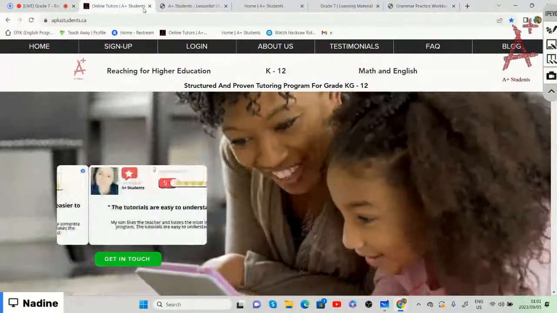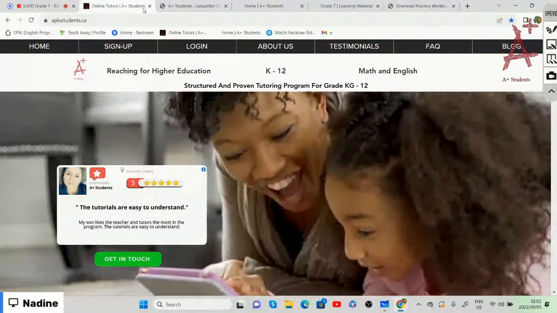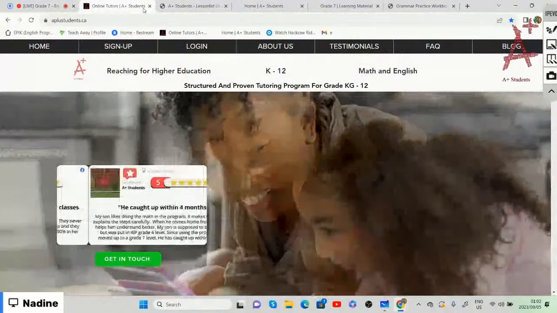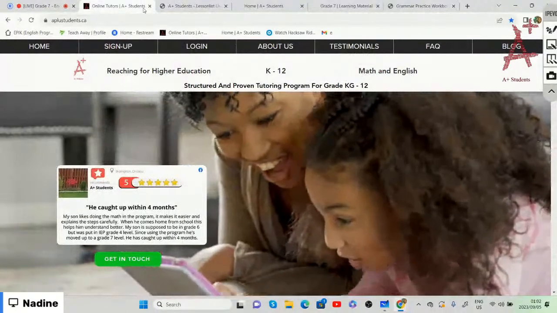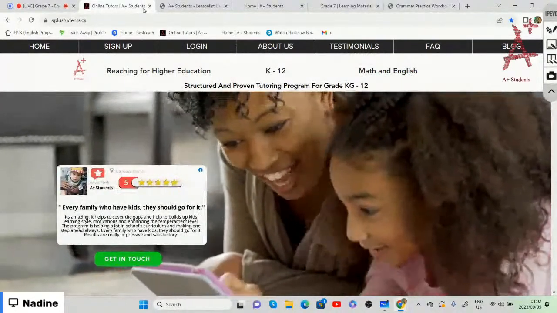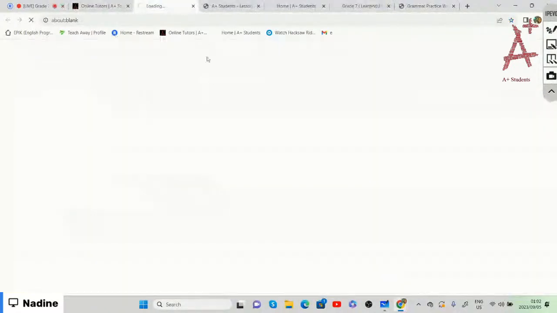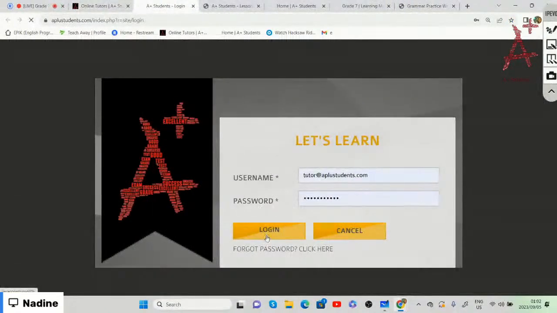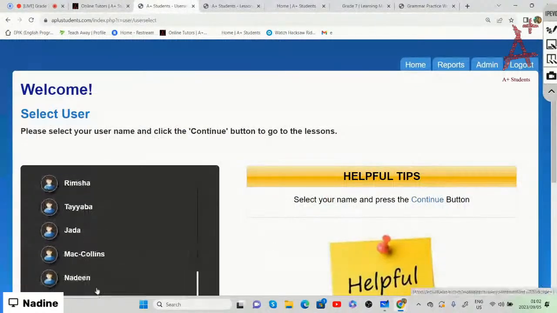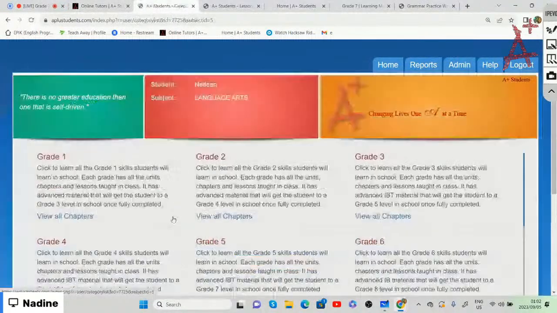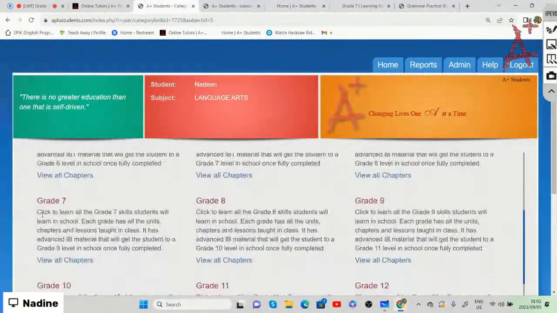we are going to log in on aplusstudents.ca. And we are going to log in with our username as well as our password. And then we're going to select the subject of language arts, grade 7.